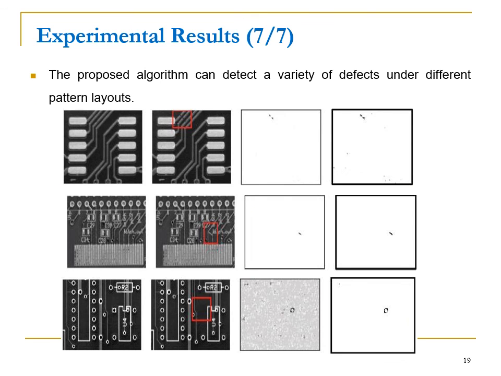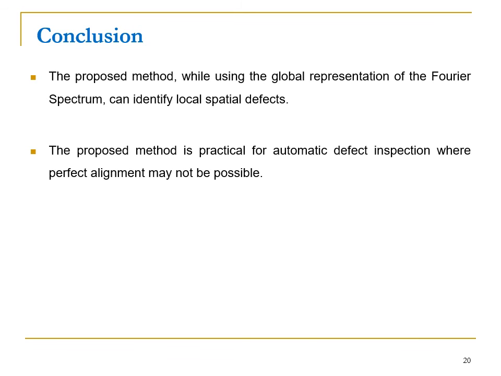Finally, the authors also experimented with a variety of defects under different pattern layouts, and they saw that their method was successful in detecting defects of open circuit, of short circuit and of missing components. The conclusion is that the proposed method, while using the global representation of the Fourier spectrum, can identify local spatial defects, and it is practical for automatic defect inspection where perfect alignment may not be possible.